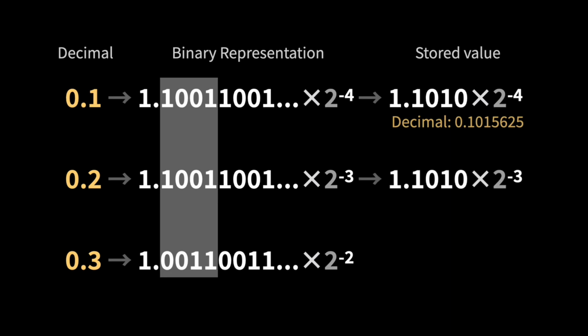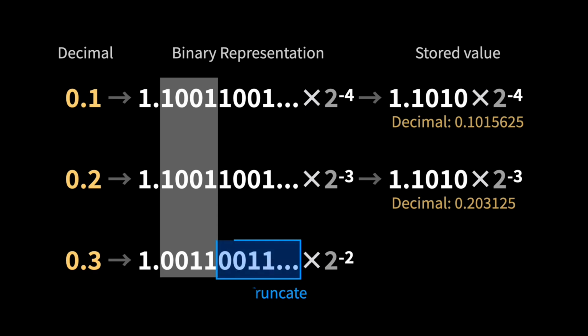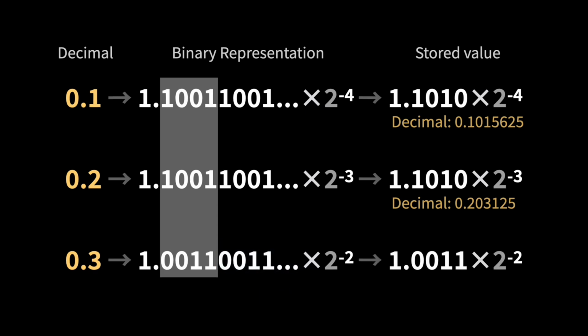Similarly, 0.2 is stored as 1.101 times 2 to the power of negative 3, which is 0.203125 in decimal, slightly greater than 0.2. For 0.3, the remaining part is less than half, so we just truncate, and it gets stored as 1.0011 times 2 to the power of negative 2, which equals 0.2968875 in decimal, slightly less than 0.3. All of them have small precision errors.